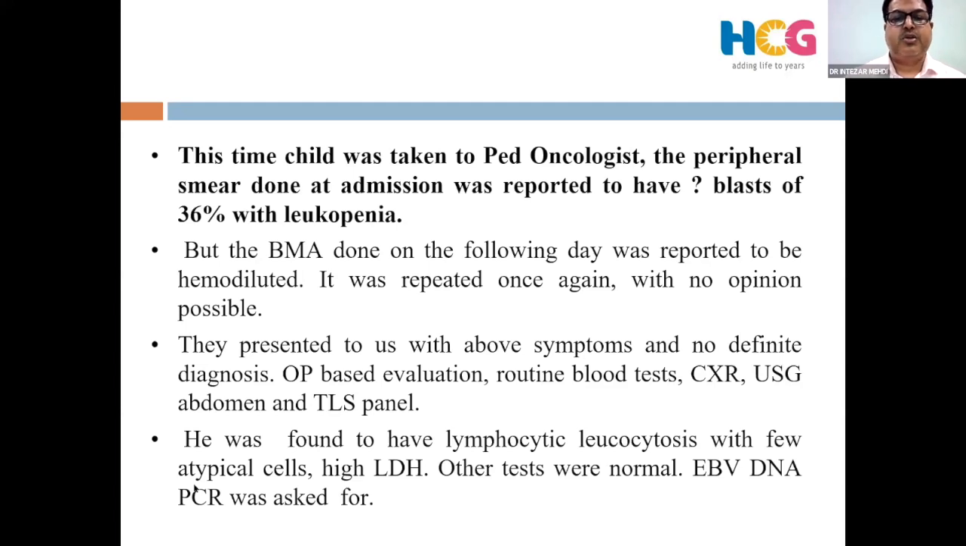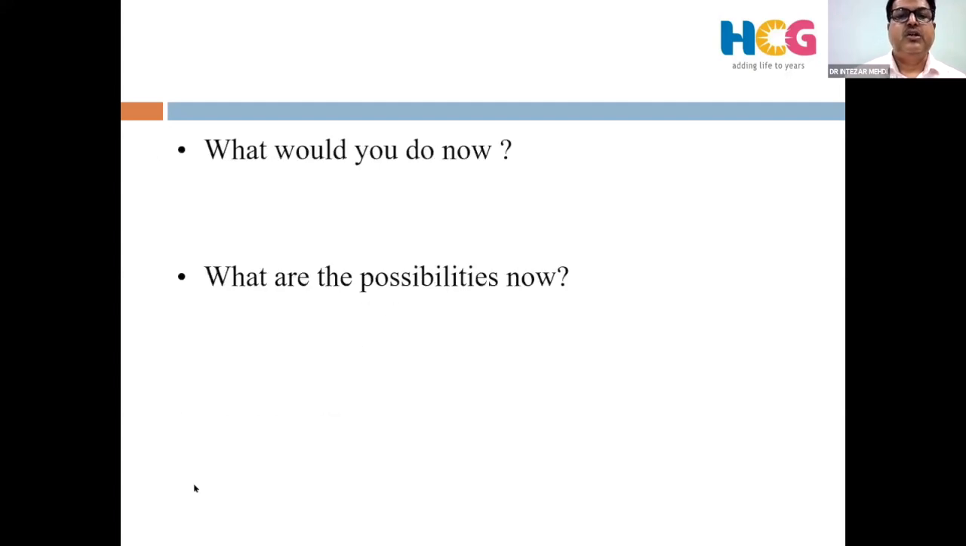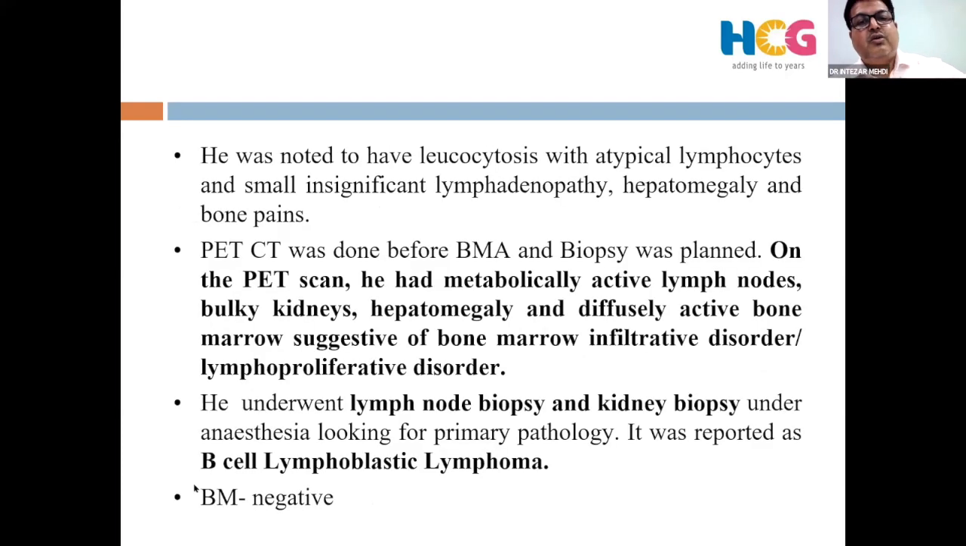Clinical examination, nothing remarkable. OPD-based evaluation, we did routine blood test, X-ray, ultrasound abdomen, TLS panel, all normal. We also asked for EBV DNA PCR. So initial evaluation is showing lymphocytosis with few atypical cells. What do we do now? What are the possibilities now? Now, he was noted to have, as I mentioned, leukocytosis, some atypical lymphocytes, small insignificant lymph nodes, hepatomegaly, and bone pains on follow-up. So we decided to do a PET scan before doing a bone marrow because we wanted to see what are the other areas where disease might possibly be there, whether we are dealing with a lymphoma or a leukemia kind of diagnosis.